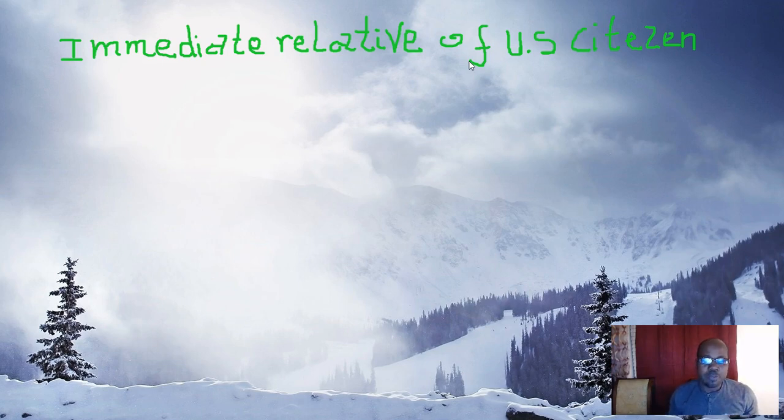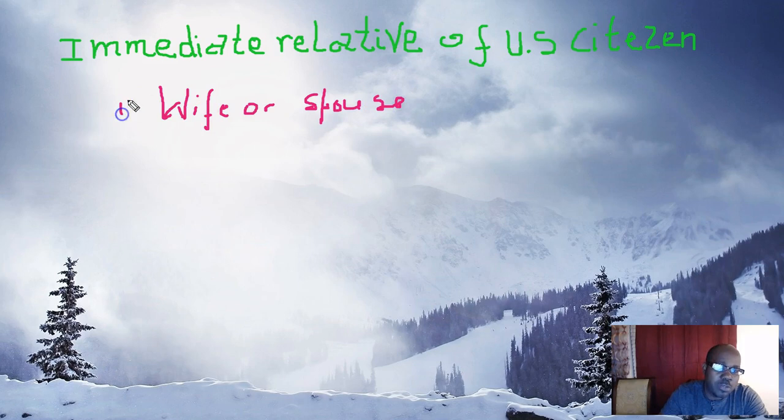Those are some of the advantages of immediate relatives of a US citizen. But finally, who is an immediate relative of a US citizen? First of all, it's the spouse, wife or husband. Second, we have the parent, mother or father. This is an immediate relative. And then third, we have the child.